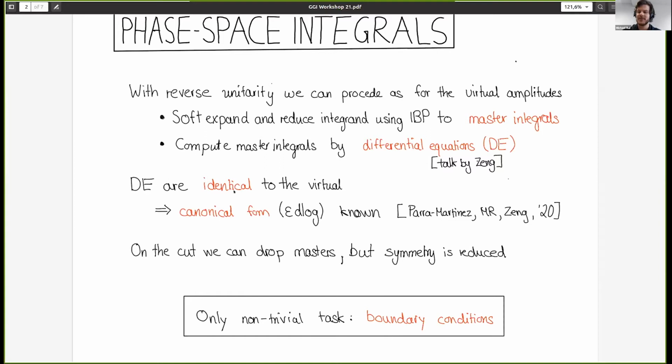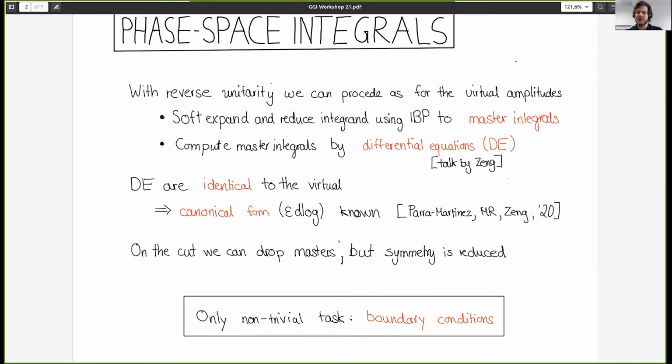The key point here is because the IBPs were independent of the i epsilon prescription, the differential equation will also be the same for these integrals, because a differential equation essentially only depends on IBP reduction. And this means in particular that we know everything for this type of integrals. We know the canonical form, and this was also presented already in our first paper on this topic. Some small point is that we can drop some masters, and the symmetry of the problem is typically reduced once you impose cuts.